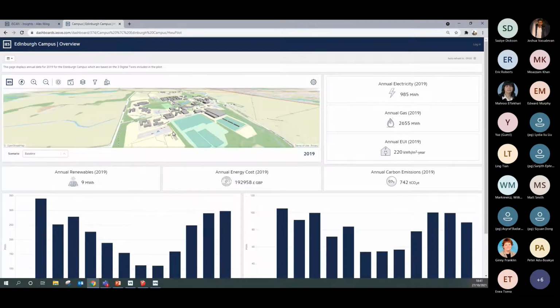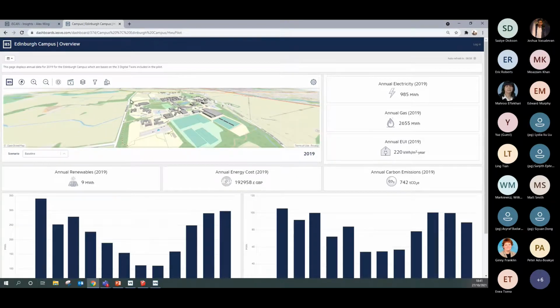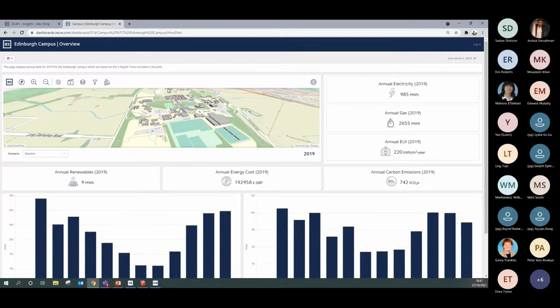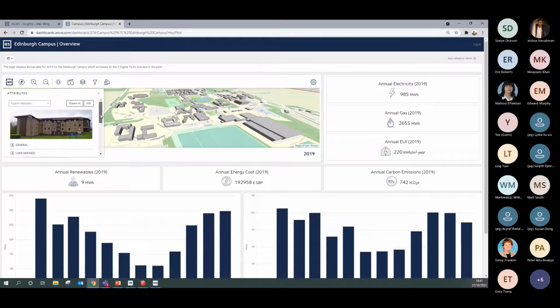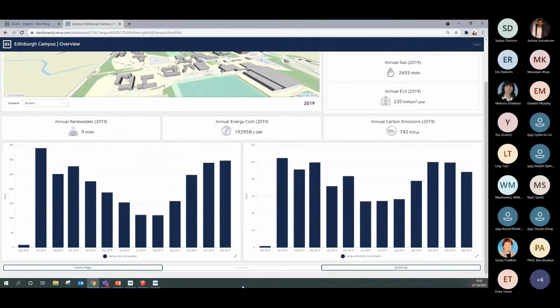This ties back to what we were talking about: what is a digital twin? It all depends on the purpose of it, what you need it for. For the university, this is something they can show their students, if you like. They can use it for the Estates Department. On the right hand side here, we've got some high level figures for the campus in terms of cost, etc., and electricity and gas consumption.